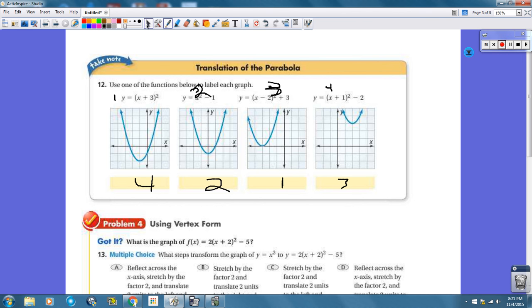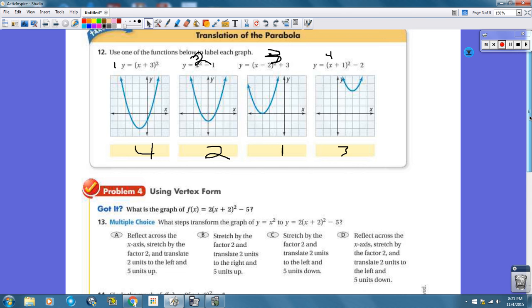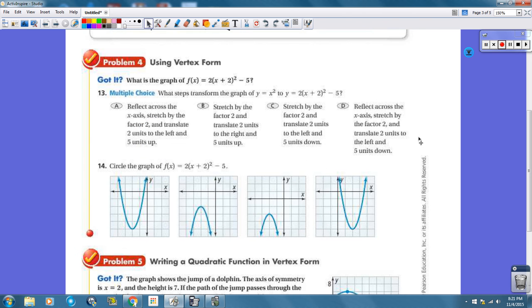Okay, so next go to the next piece. Okay, using the vertex form. So what you want to do is you should be able to look at the vertex form and see all the changes that were made. Okay, so our function is f of x equals 2 times the quantity x plus 2 quantity squared minus 5. Okay, how is that different from the parent function? Okay, notice that there's a 2 in front, so a is greater than 1, which means it's a vertical stretch.